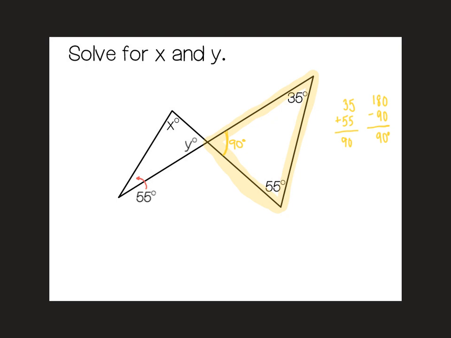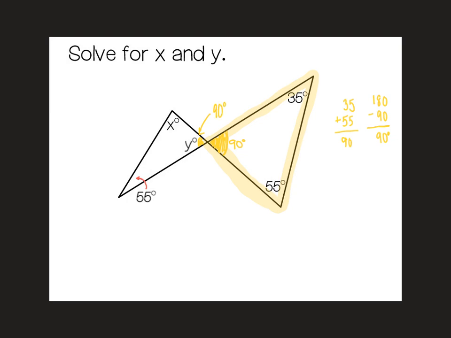Now, even though it doesn't look like a 90-degree angle, remember in geometry we don't always get accurate diagrams, so go off of your math and not what the diagram looks like. The next thing I notice is that these two angles are vertical. So we know that vertical angles are congruent. So if this angle here is 90, so is angle Y.